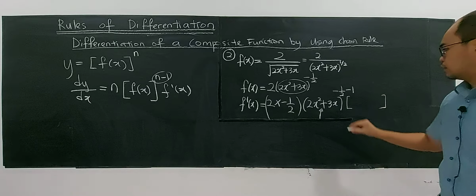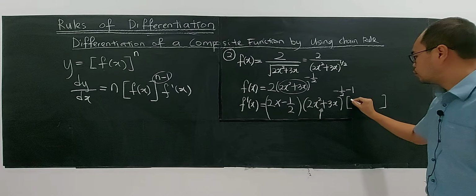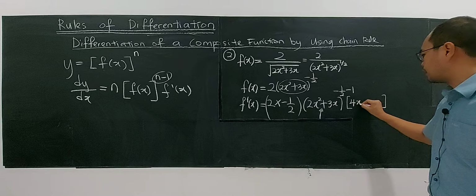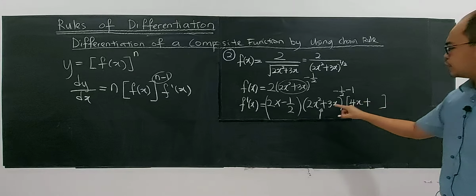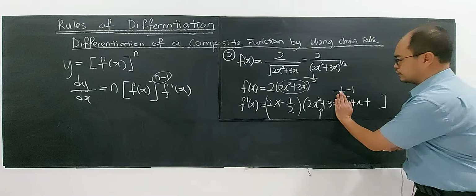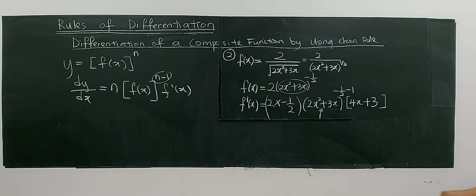So differentiate 2x squared, you have 4x to the power of 2 minus 1, you have 1, plus differentiate 3x, so you get 3. So this is the differential form.